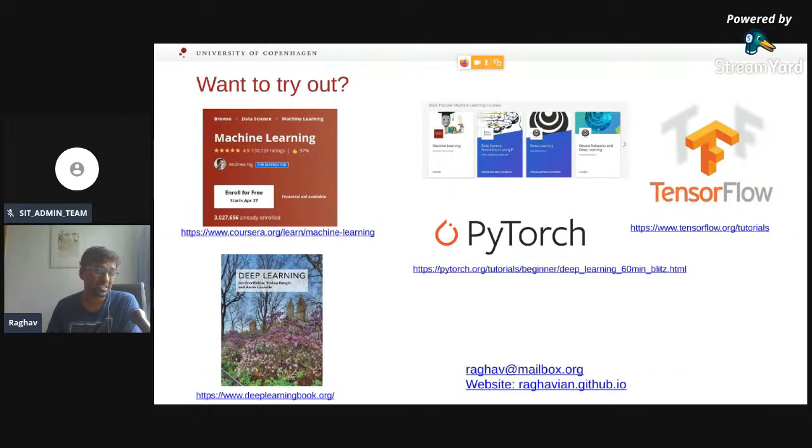Now, if you're interested and don't have experience, of course, one way is to start playing around with it, but I would urge you to do a lot of these MOOC courses. There are plenty of resources now. I think a good course is by Andrew Ng on Coursera. Then there's a free textbook now, deeplearningbook.org. And if you want to implement things, there are tutorials on PyTorch and TensorFlow.